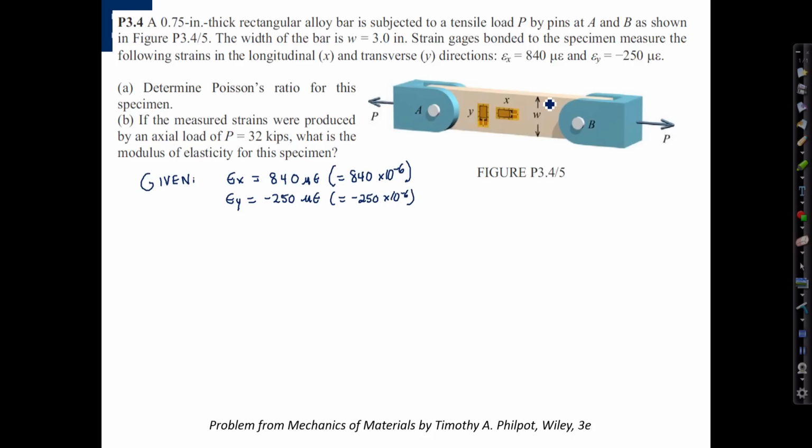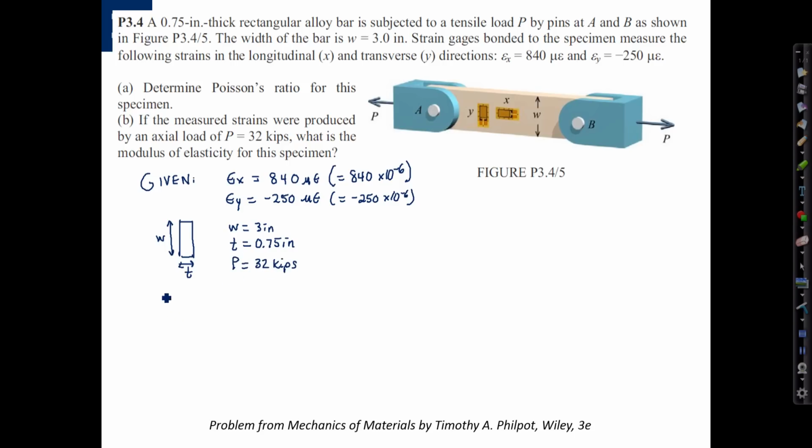We are also given the dimensions so that we can calculate the cross-sectional area. We don't need to know the length for this problem. If we draw a little picture, given the cross-sectional area, we might label this dimension as W and the thickness as T, and we are given that W equals 3 inches, and that it's 0.75 inches thick, so we'll say T equals 0.75 inches. And finally, we were given an axial load of 32 kips.